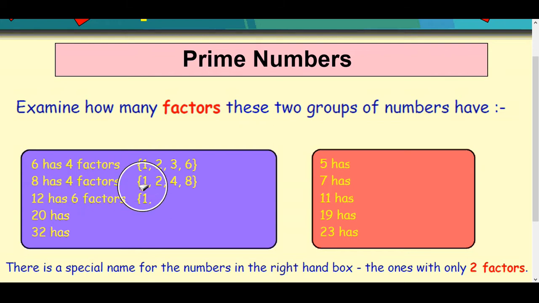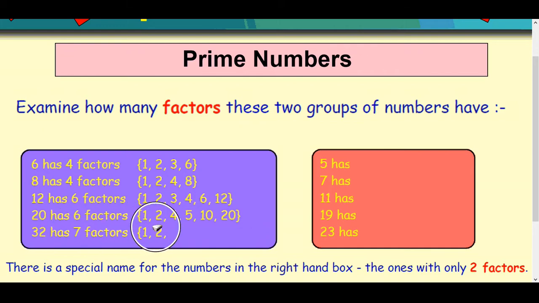12 has got 6 factors. 1, 2, 3, 4, 6, and 12. 20 has got 6 factors. 1, 2, 4, 5, 10, and 20. And 32 has got 7 factors, quite a lot there. So 1, 2, 4, 6, 8, 16, and 32.